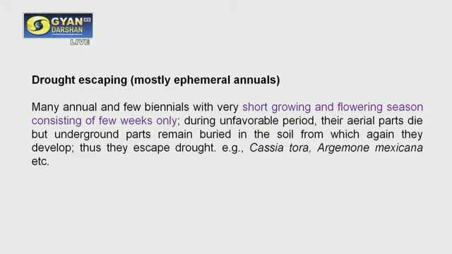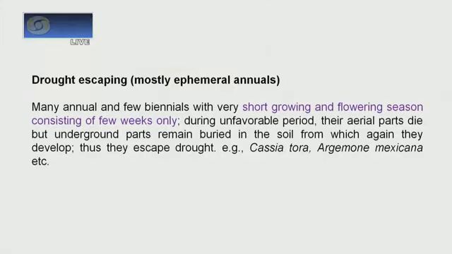So these type of plants are called drought escaping plants, or mostly these are ephemeral annuals. They are called ephemerals. They have a very short growing and flowering season consisting of a few weeks only, like Argemone mexicana, Cassia tora, etc.